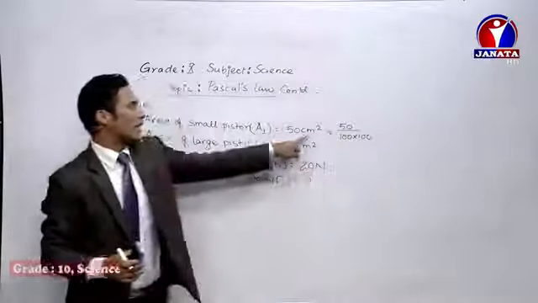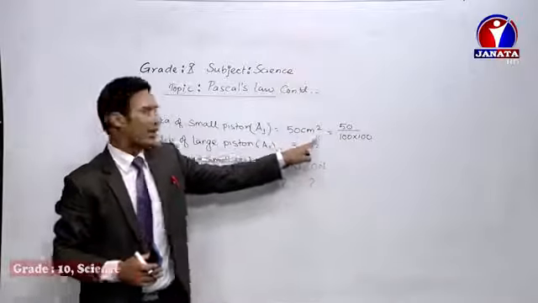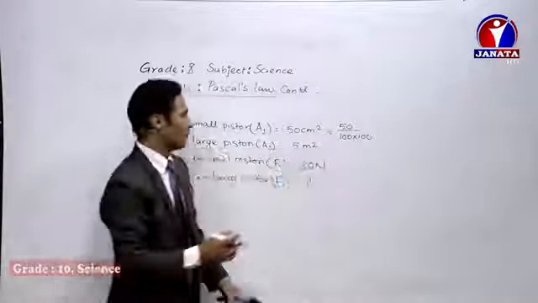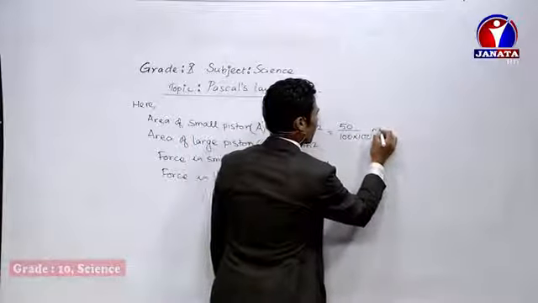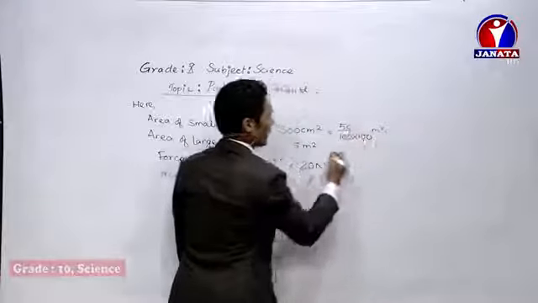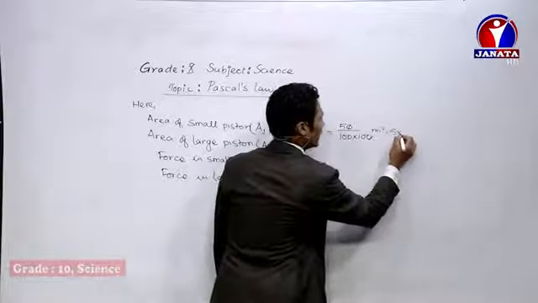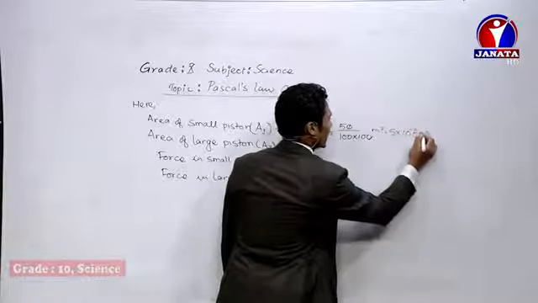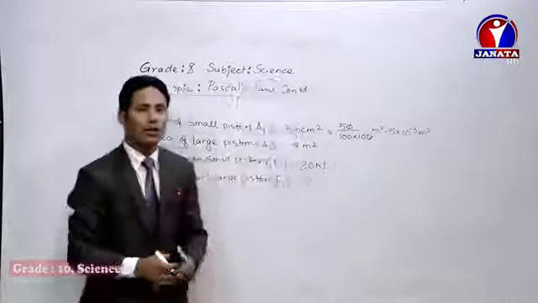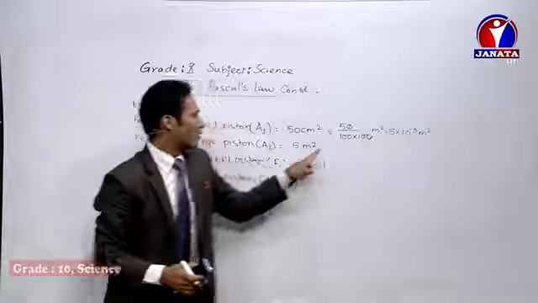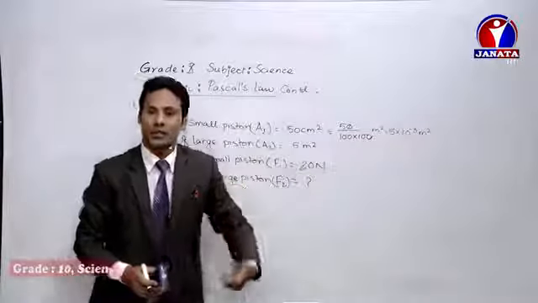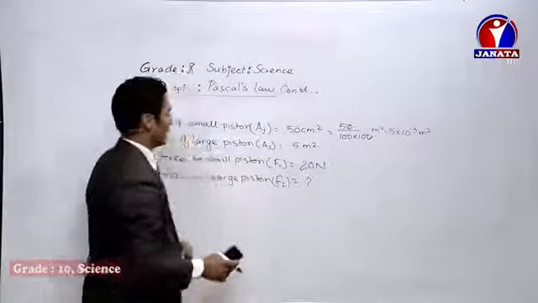There is centimeter square, so we need to divide twice. Then this is meter square. So this and this cancel. Therefore, we can write this as 5 into 10 to the power minus 3 meter square. Now this is meter square, and this is also meter square, the same unit. So we can simplify this.